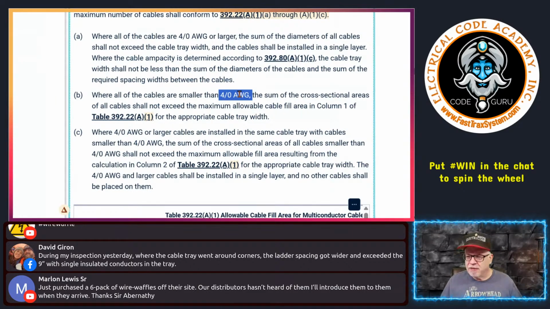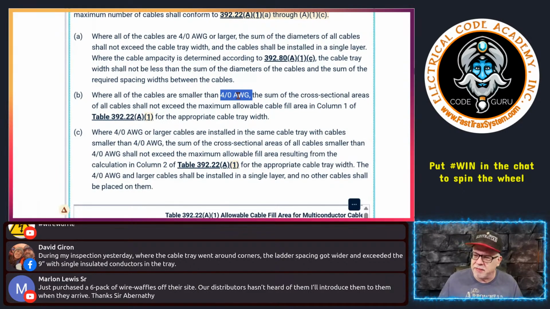You know what I'm saying? Rather than say "where the cables are smaller than 4/0," because if you're not paying attention and you're in an exam, it can be confusing. You know what I'm saying? Confusing. And I don't like confusion.